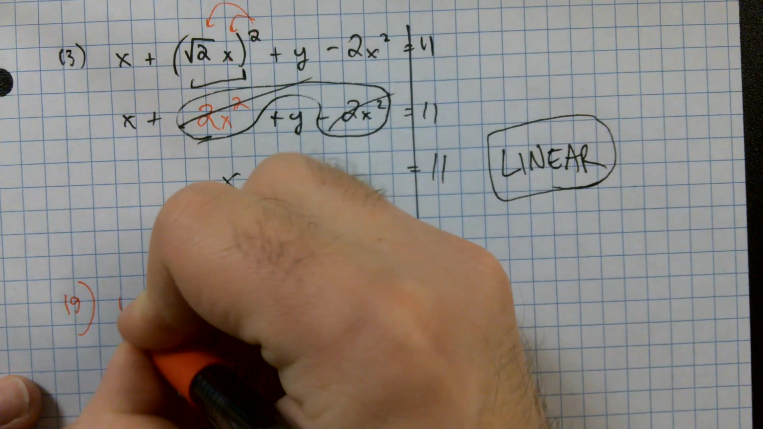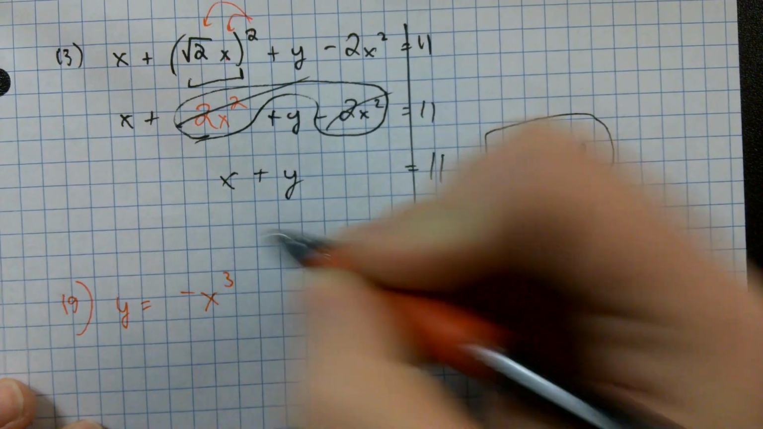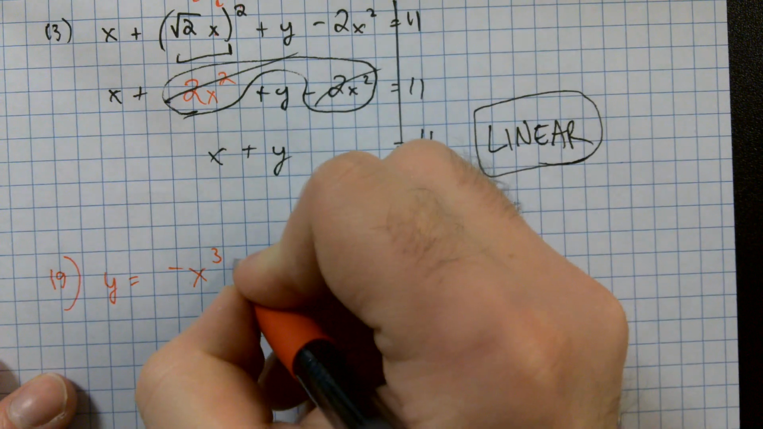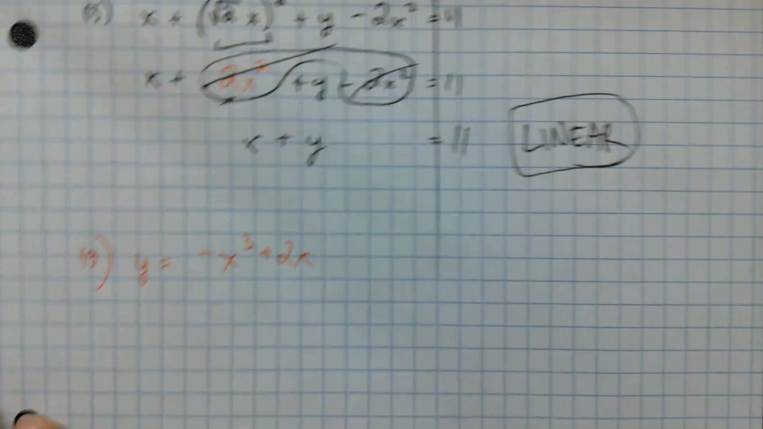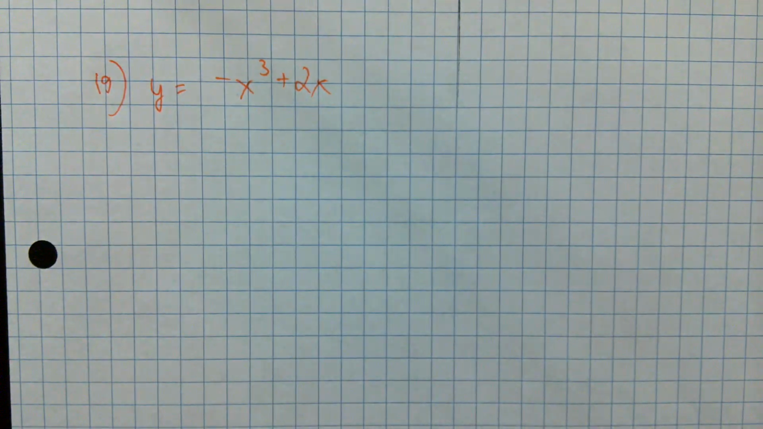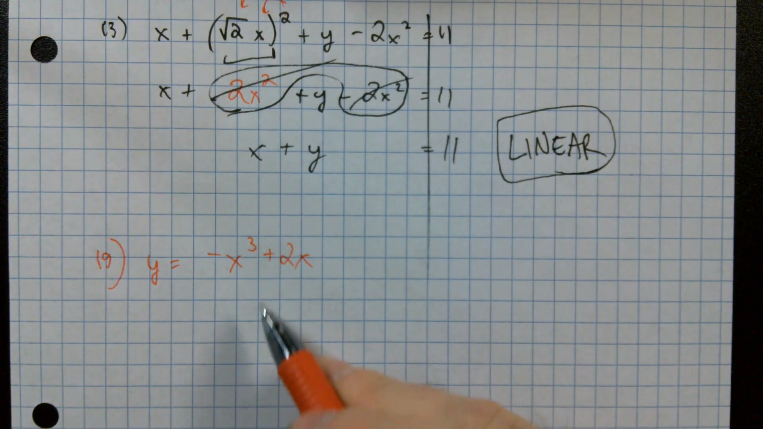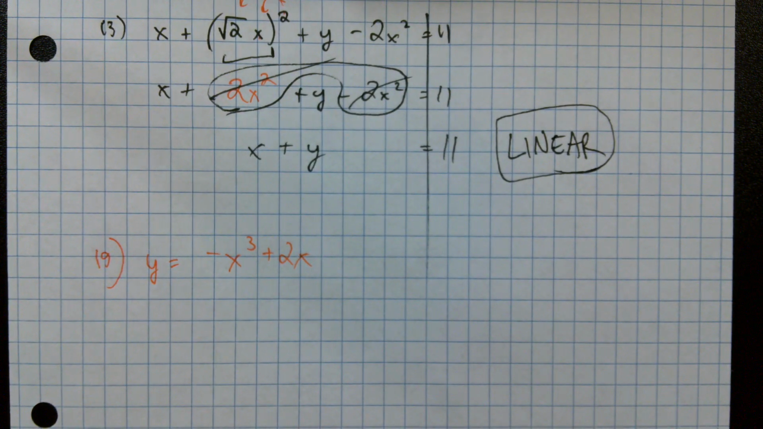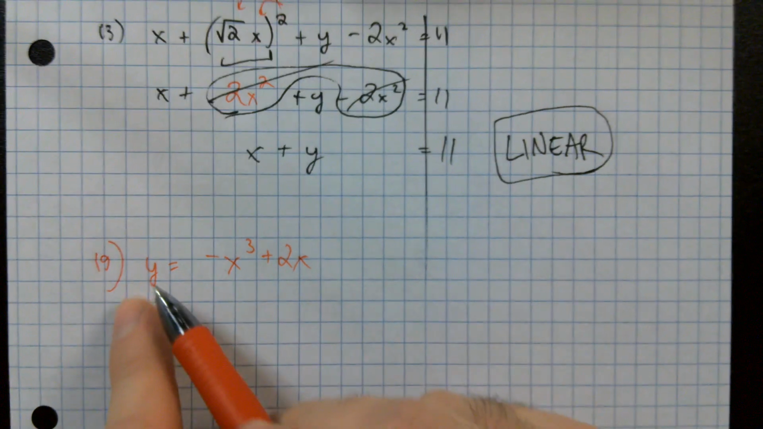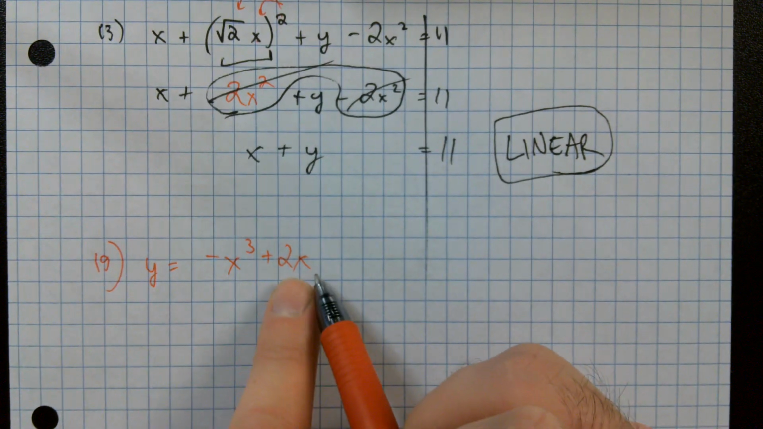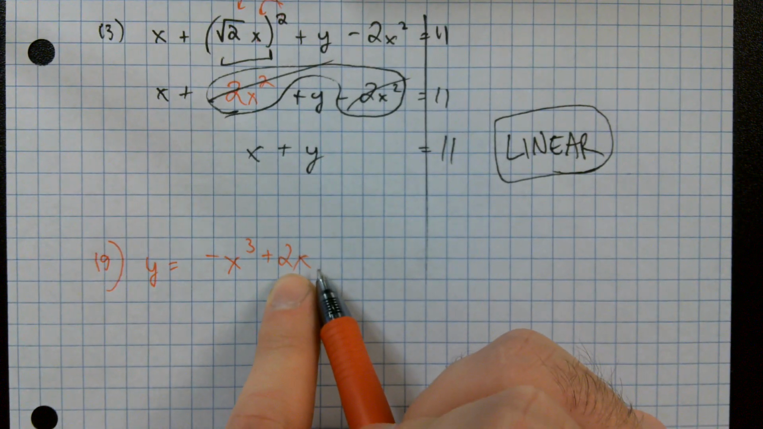Y equals negative x cubed plus 2x. All right? I'll leave that up just for a second. So when we're working this out, we want all of our variables on the left and one single constant on the right. Do you guys see a constant in there? No. I see a y, an x to the third, and an x. I don't see any constants, right?